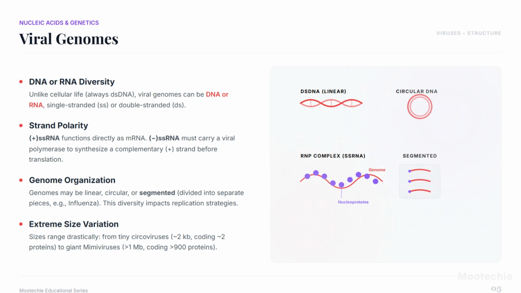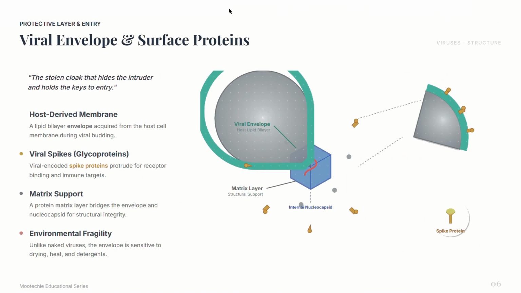Now, we'll explore the protective layer and entry mechanisms involving the viral envelope and surface proteins. The quote calls it the stolen cloak that hides the intruder and holds the keys to entry, which is a great analogy. The envelope is a host-derived membrane. It's a lipid bilayer that the virus acquires from the host cell's membrane, like the nuclear envelope or cell membrane, as it buds out of the cell. This cloaks the virus in a piece of the host, helping it evade detection.